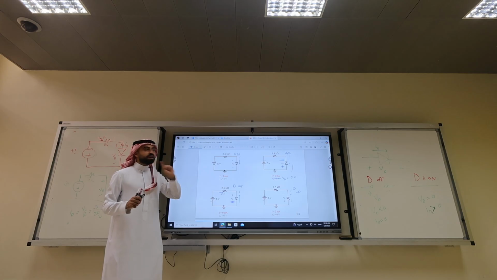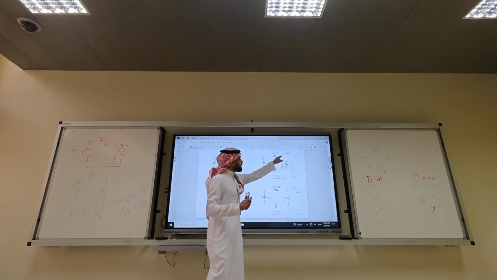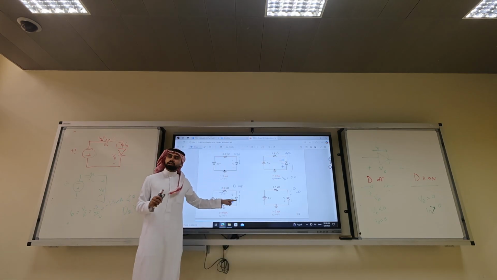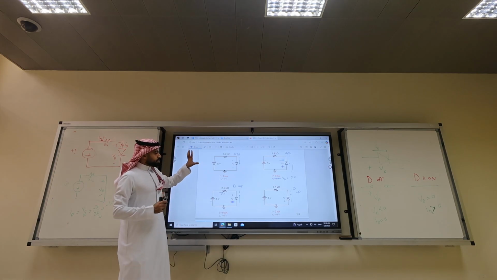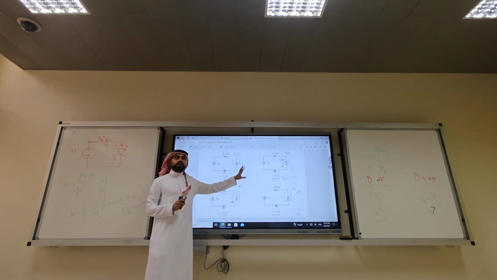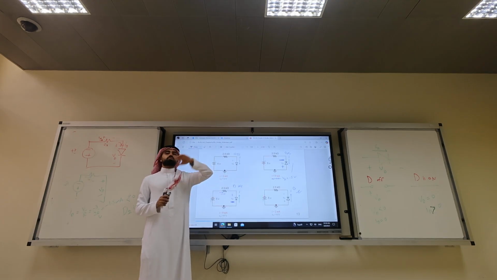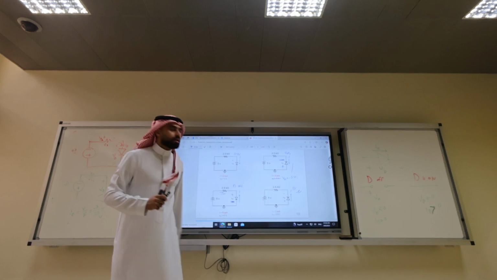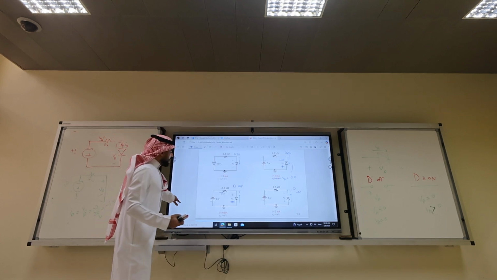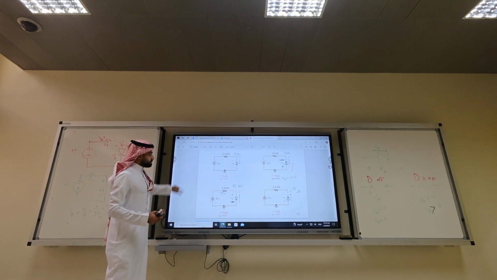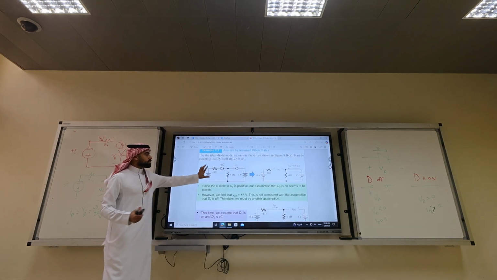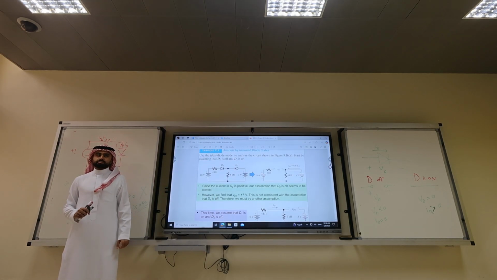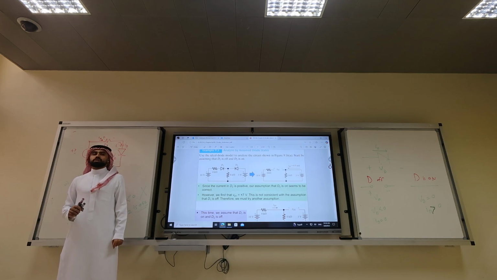Always the polarity of VD should be what? Plus, minus. The anode is plus, the cathode is minus. So, once you revise this example and the previous two examples, you should be able to deal with one diode examples. Let's say we have two diodes. Similar to this example. How many circuits do we need to solve? 2 to the power number of diodes.